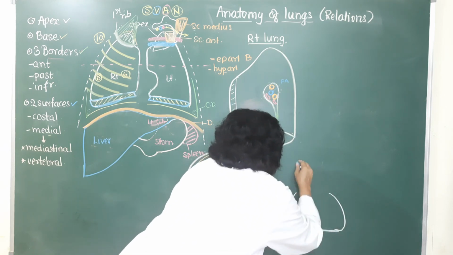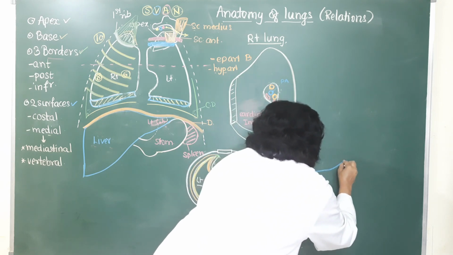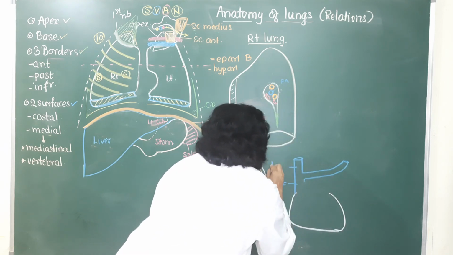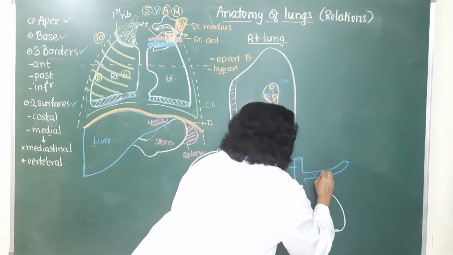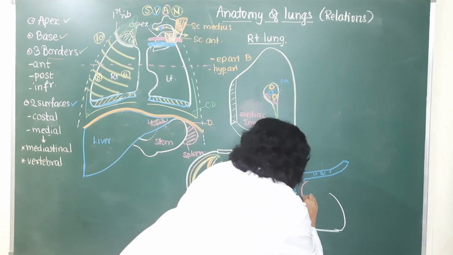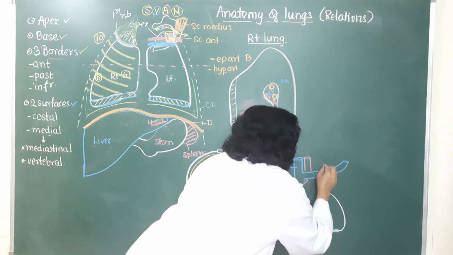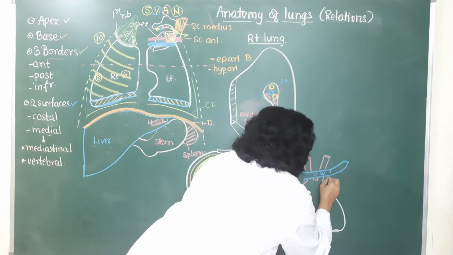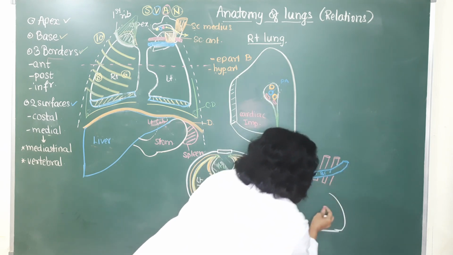Here you get the superior vena cava, which is formed by the union of right and left brachiocephalic vein. So here this is superior vena cava, this is right brachiocephalic vein, and here this is the left brachiocephalic vein. Okay, now here you get the aorta. Aorta will be like this. It gives three branches: brachiocephalic trunk, here you get left common carotid, and here you get left subclavian artery arising from the aorta.